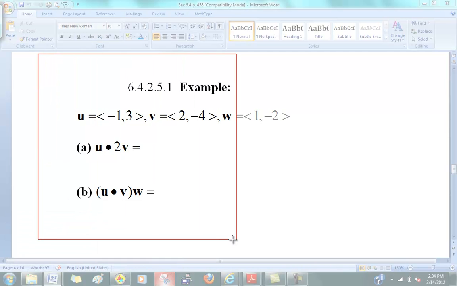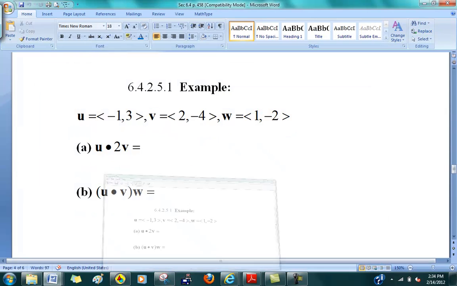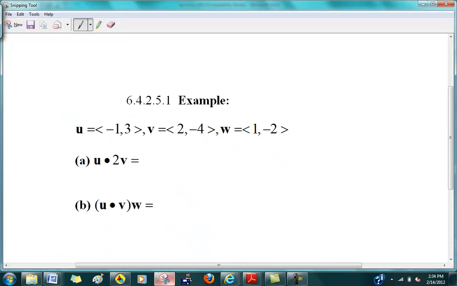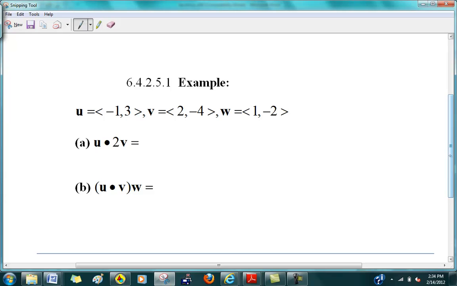Doing dot products on vectors, but there's some other arithmetic involved in here as well. Notice that this says u dot 2 times v. So we could bring the 2 out and then just do u dot v. We don't have to change the vectors u and v. Just take the 2 out as a constant, do the dot product of u and v, and we know how to do that. It's going to be this times this plus this times this. So that's going to be negative 2 minus 12 gives me negative 28.